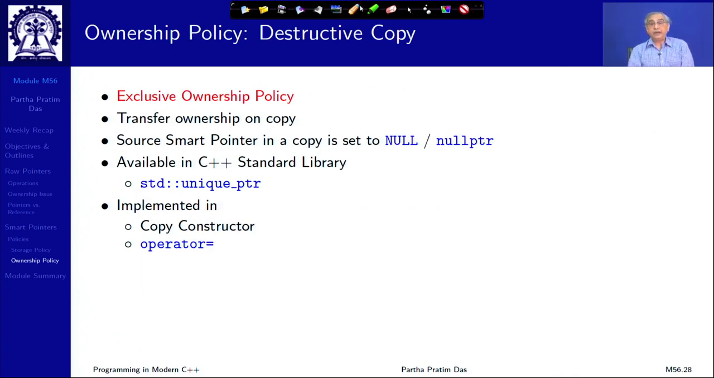Now, first the exclusive ownership. Since the ownership is exclusive, what will happen if I copy? The ownership has to just get transferred. That is, the source will no longer continue to own the pointed object, the source's pointer will become null or nullptr, and the destination will own this. This is what the unique PTR smart pointers do. This is implemented in copy operations.